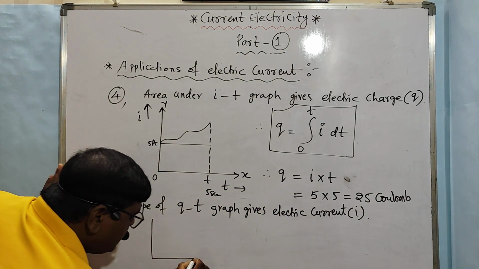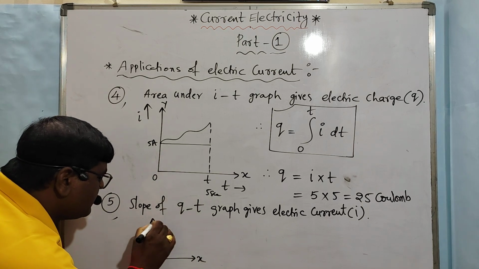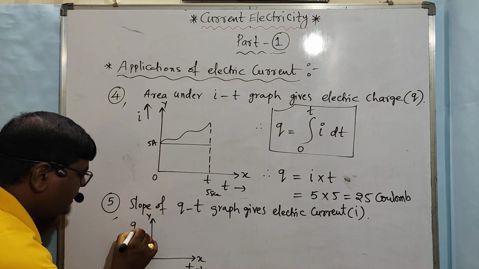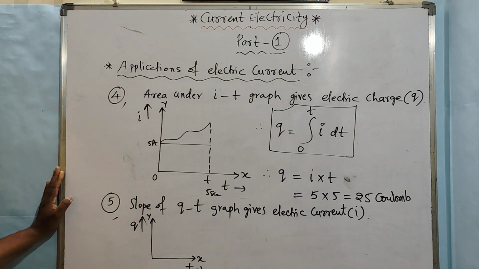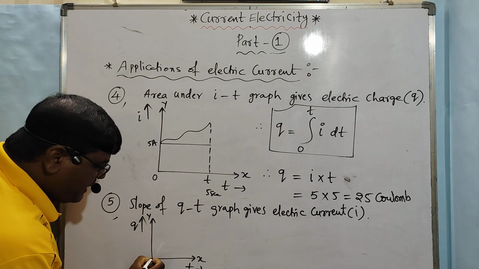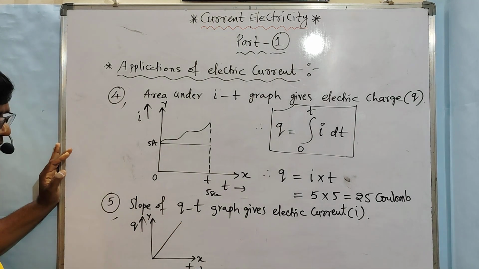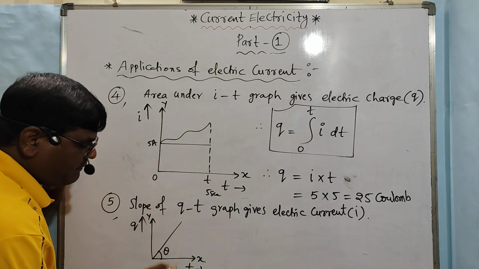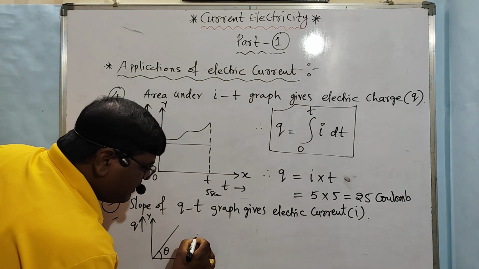For example, this is the X-axis and this is the Y-axis. On the X-axis I am taking T. On the Y-axis I am taking charge. Now if the curve is given like this, and this angle is theta, how can we find the slope of this one?